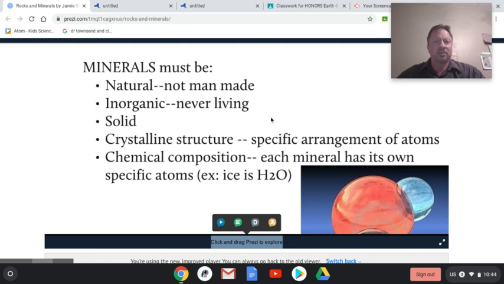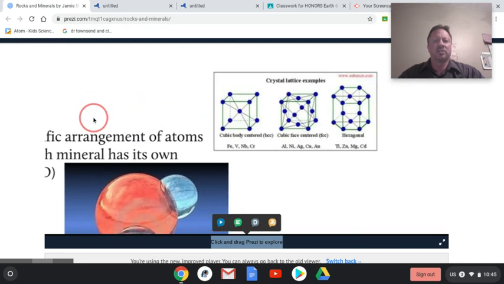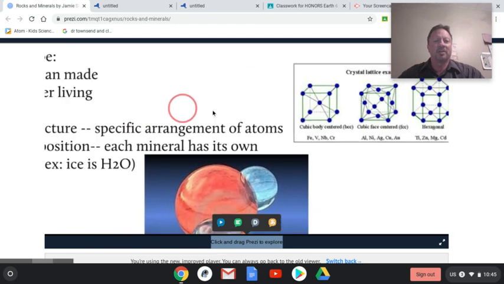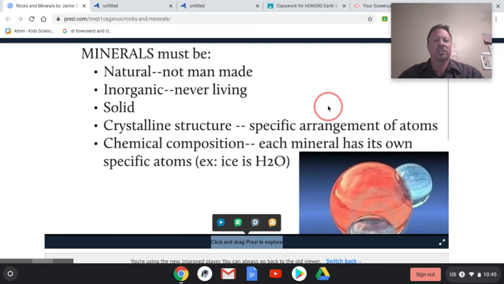Okay, so you don't want to be organic at all. Solid, must be solid. Hopefully you know the definition of something that's solid. It has a specific crystalline structure, such as these over here, which you do not need to memorize, but that pattern will be found throughout the mineral, a specific arrangement of atoms. We're going to talk about that atomic arrangement in a little bit. And it has a definitive chemical composition. Okay, so it must have all 5 of those things.